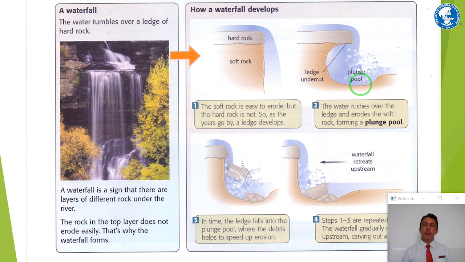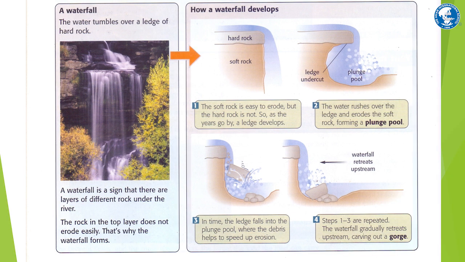So in the previous unit, you learned about attrition and abrasion. So all of that broken rock in the water is helping to erode the soft rock even faster. And number four, steps 1 to 3 are repeated, and gradually the waterfall will retreat upstream. It moves back towards the source of the river.